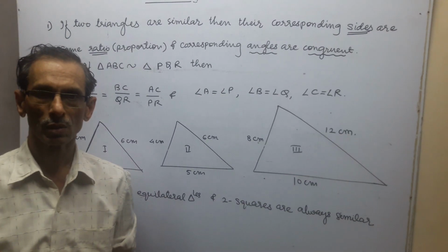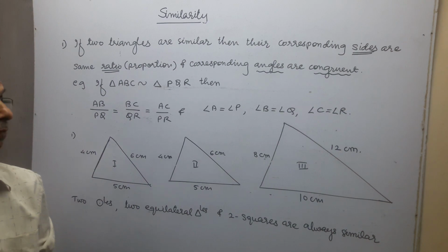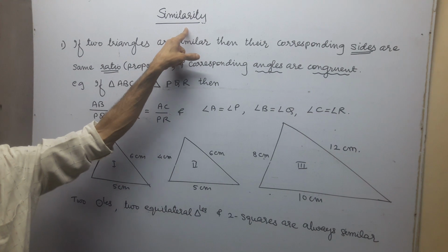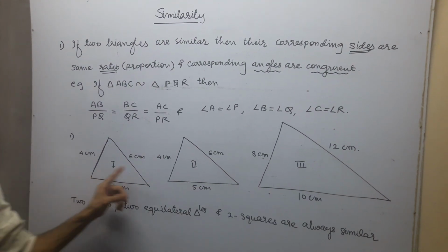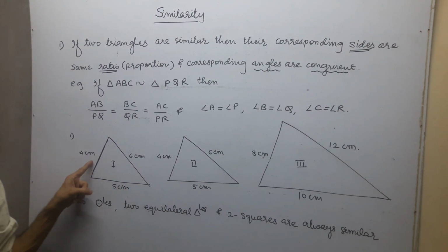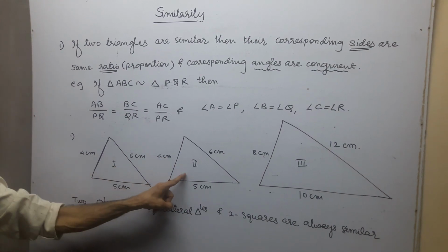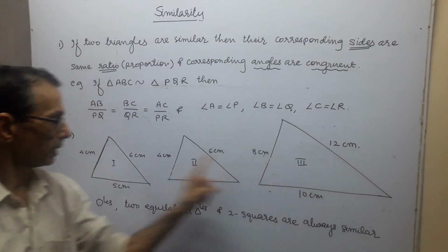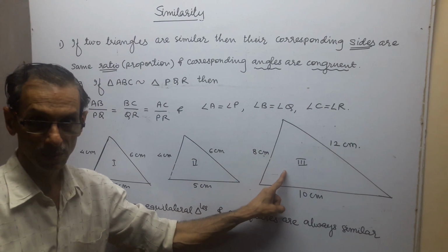Dear students, today we'll discuss the first chapter of geometry, and that is similarity. Just look at these three figures, these three triangles. You'll find that the first two triangles have the same sides, and that's why they are congruent. But if you see the third triangle, it has the same shape but not the same size, and that's why they are similar.